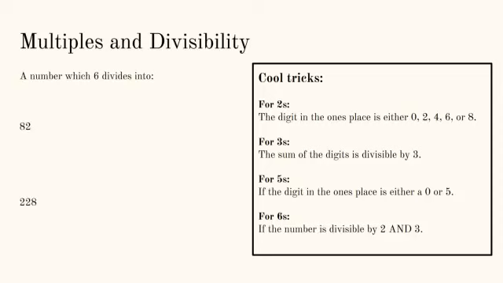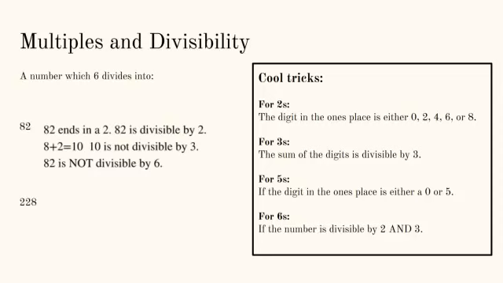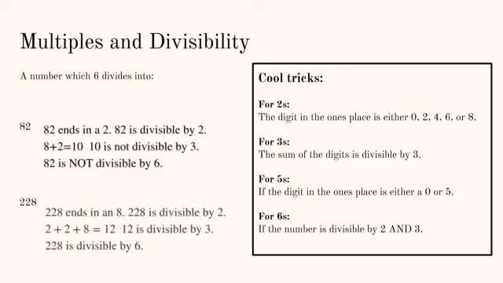82. Let's see. 82 ends in a 2. Therefore, 82 is divisible by 2. However, 8 plus 2 is 10, and 10 isn't divisible by 3. So 82 is not divisible by 6. Because if one of them fails, it's not divisible by 6. It has to be both because of that and.